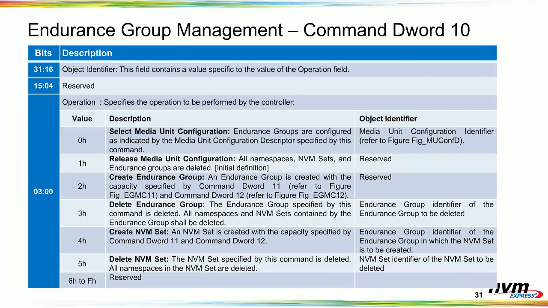So this is the actual command to create endurance groups. The first value, type 0 of the command, is just to select one of these media unit configurations that's typically going to be implemented by an SSD. So you pick one, you specify it here, you're done. Of course, if you want to reconfigure it, you first have to release the previous media unit configuration, so there's a command for that.